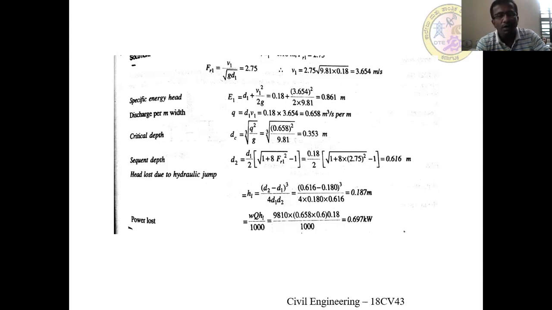Once you have found the value of V1, it is possible to find out the specific energy before the hydraulic jump. E1 equals d1 plus V1 square by 2g. So here we know d1 is 0.18, we know V1 is 3.654, we know g is 9.81. Substitute it and get the value.